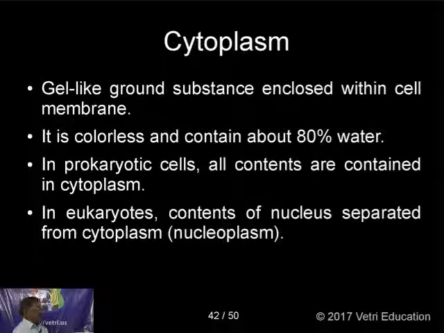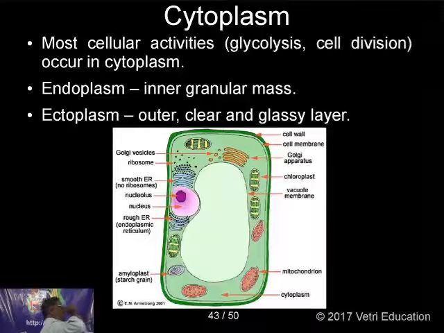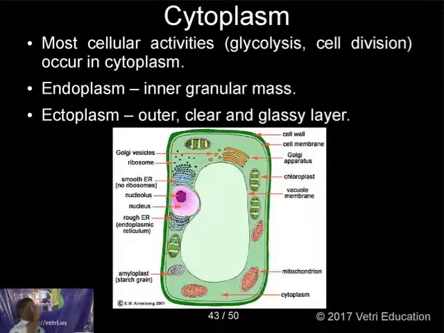In prokaryotic cells, all contents are contained in the cytoplasm, whereas in eukaryotes, the contents of the nucleus are separated from the cytoplasm. The nucleus has nucleoplasm inside the nuclear membrane, and outside is the cytoplasm. Whereas in prokaryotes, since there is no nuclear membrane, they are mixed with the cytoplasm. Most cellular activities, glycolysis and cell division, occur in the cytoplasm.